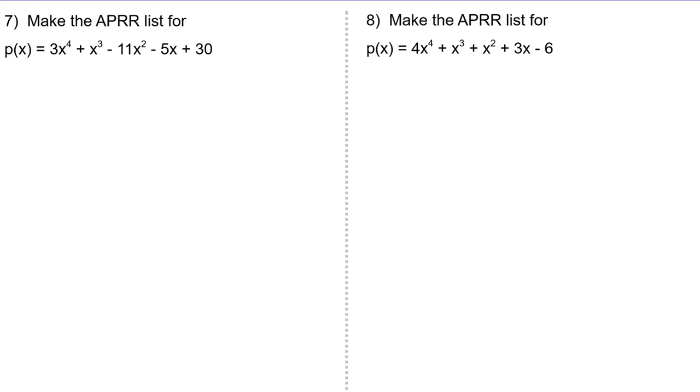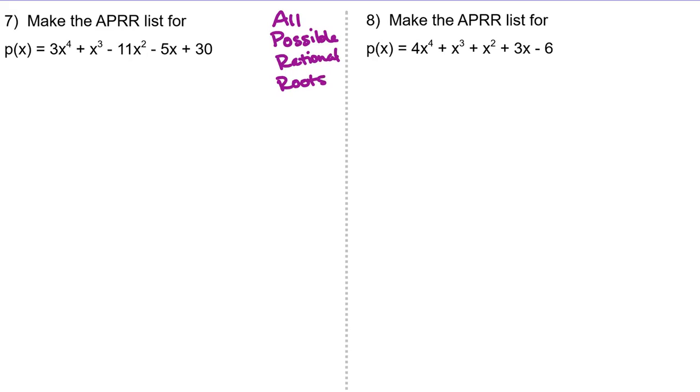Okay, let's see what's next. Next, we're going to practice making an APRR list, and APRR stands for all possible rational roots. And before the break, we learned that there's a theorem about this, and basically it has to do with narrowing down the possibilities of what roots you could have for the polynomial to just a finite list. So these are the potential rational roots, rational meaning like ones that could be written as a fraction, could be 1 and 2 and 3 and 1/2 and 5/2 and things like that.